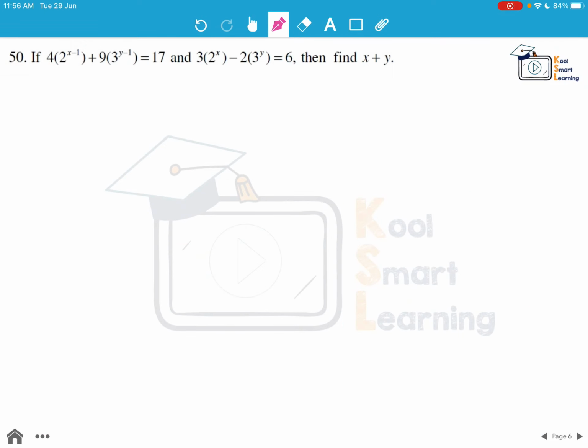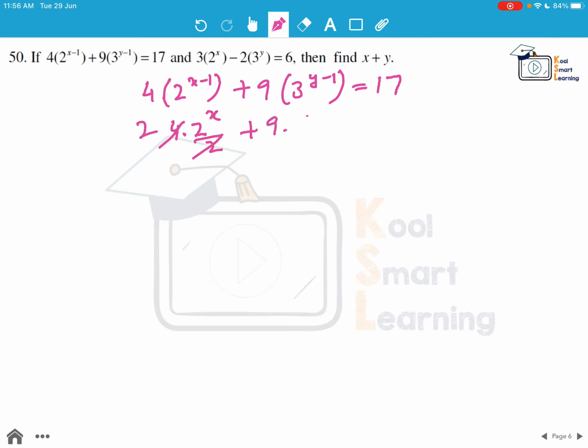Moving to the last question of this session, if this first expression is equal to 17 and the second expression is equal to 6, then we need to find x plus y. So let's write down the first expression. This is 4 into 2 raised to power x minus 1 plus 9 into 3 raised to power y minus 1 equal to 17. Now we can write this as 4 into 2 raised to power x by 2. This will cancel, plus 9 into 3 raised to power y by 3. This will again cancel, equal to 17.